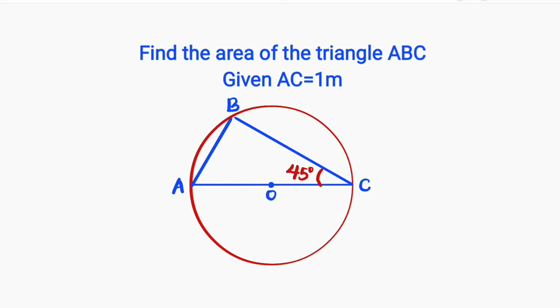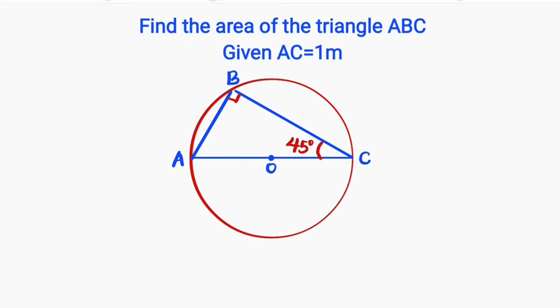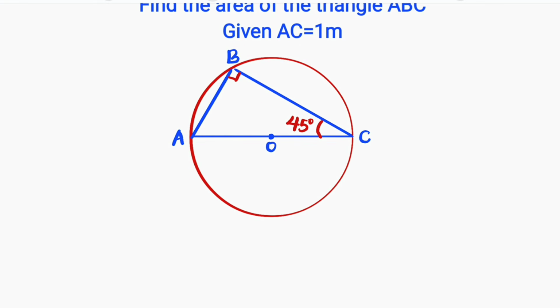And according to the circle theorem, the diameter always subtends an angle of 90 degrees to the circumference, which means that this is 90 degrees. If it is 90 degrees, we have a right angle triangle here. So which formula should we apply? The area is equal to half times the base times the height.